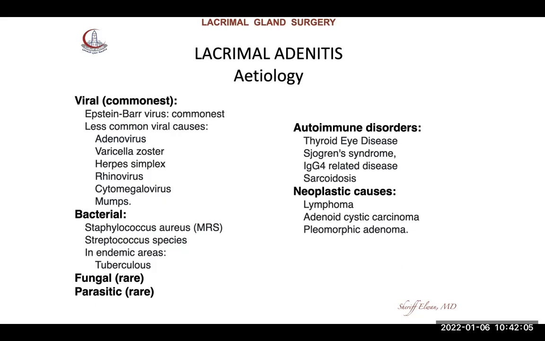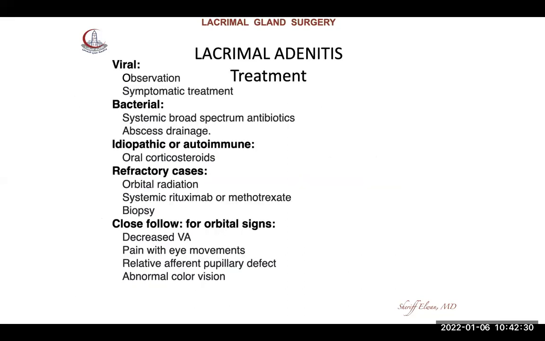Autoimmune disorders like Sjögren syndrome, IgG4 related disease, the one that we used to call orbital pseudotumor, sarcoidosis, as well as in thyroid eye disease. Neoplastic causes like lymphoma or adenoid cystic carcinoma or pleomorphic adenoma are again causes of lacrimal adenitis.